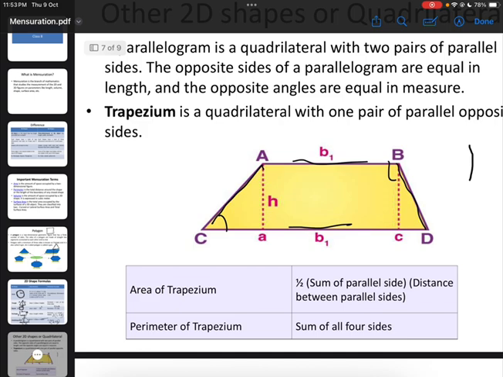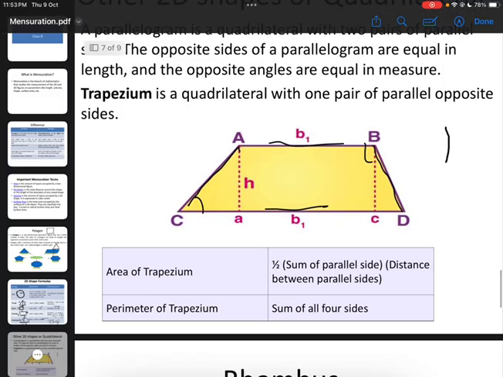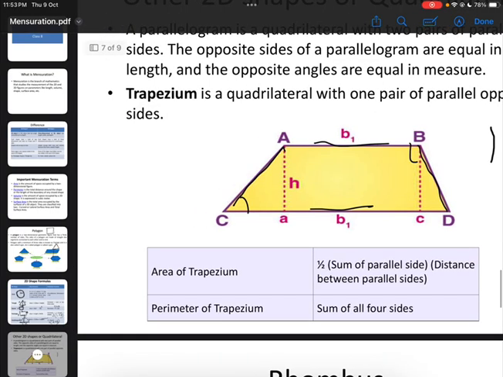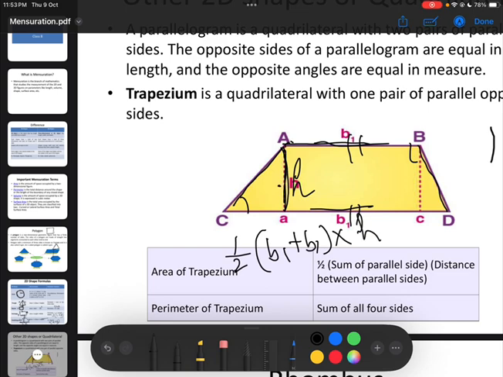Then trapezium. Trapezium is a quadrilateral with one pair of parallel opposite sides. Then how can we calculate the area of a trapezium? The area of a trapezium is 1/2 into the sum of parallel sides. These are the parallel sides of the trapezium, into the distance between the two parallel sides. The distance is h. The area of the trapezium is half into b1 plus b2 into the distance h between the parallel sides.